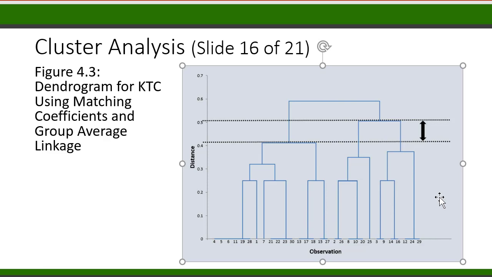And I'm going to pause there, and then we'll pick it up with k-means clustering when we come back.